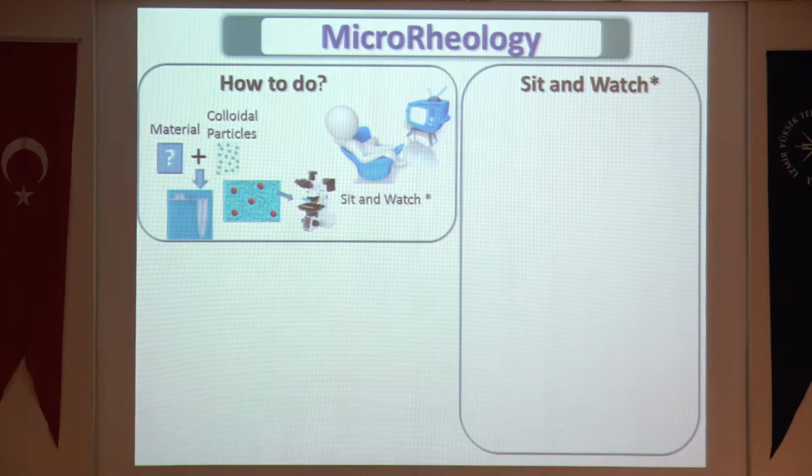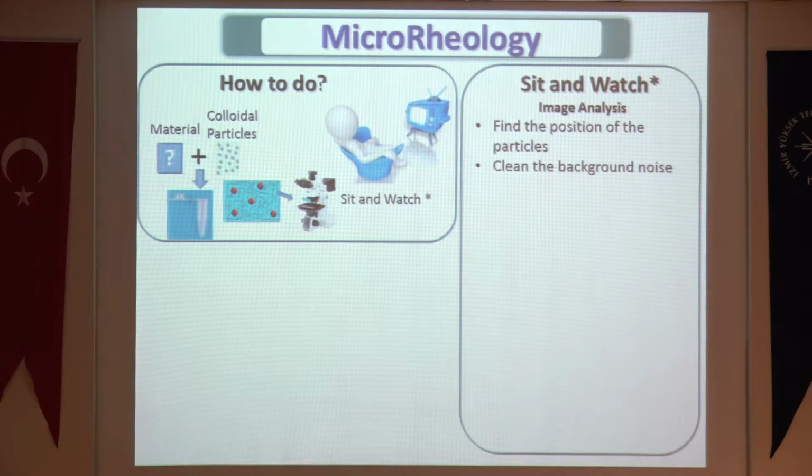What it means to sit and watch is basically where the image analysis comes in. You have to find the positions of the particles, and that's the main idea. In order to find them, you have to clean the background. And are the particles real? The human brain and human eye can detect patterns very quickly and easily, but it is really hard to teach a computer to do that. So are the particles real? We have to check this.